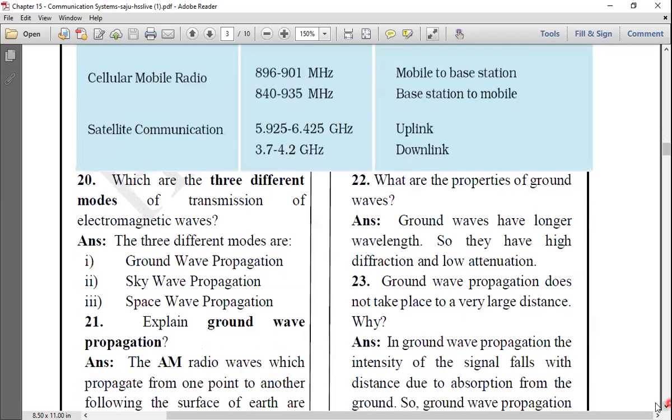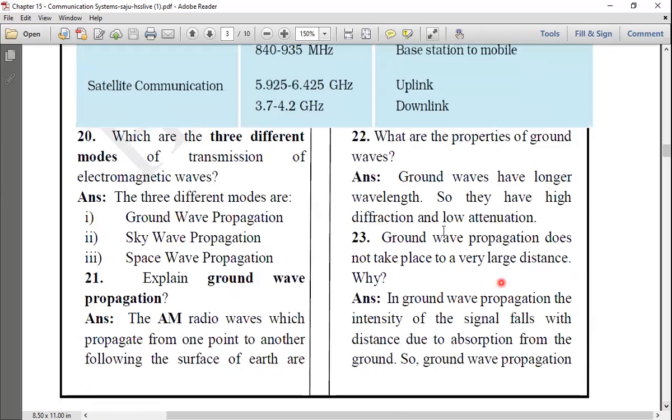Next one, what are the properties of ground waves? Ground waves have longer wavelength, so they have high diffraction and low attenuation. They have high diffraction and low attenuation.